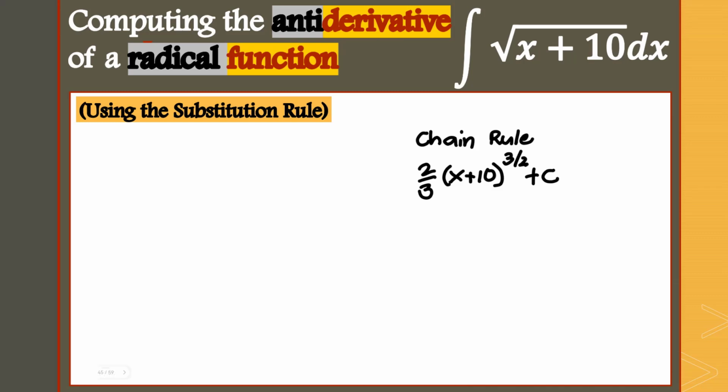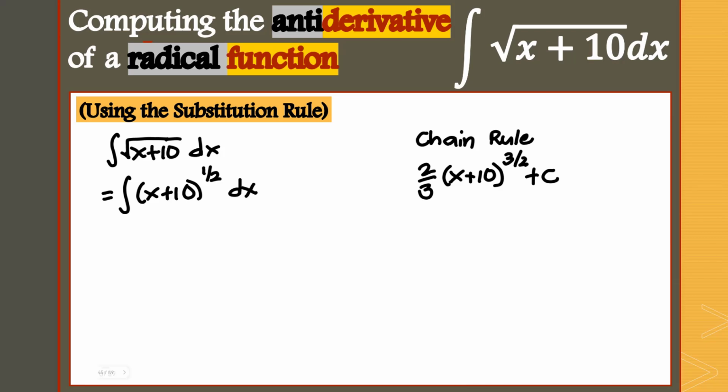This time, we'll be using the same item, but we'll be using the substitution rule to determine whether we will have the same answer as the previous one. So again, we have the integral of the square root of x + 10 dx. This can be rewritten as the integral of (x + 10) to the power of 1/2, using a fractional exponent instead of a radical expression, dx.